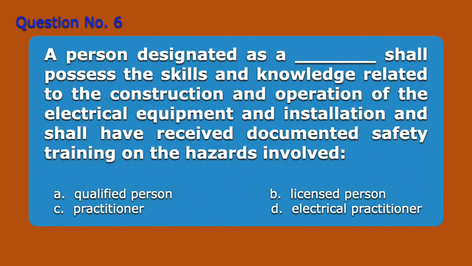Question number 6. A person designated as a blank shall possess the skills and knowledge related to the construction and operation of the electrical equipment and installation and shall have received documented safety training on the hazards involved. A. Qualified person. B. Licensed person. C. Practitioners. D. Electrical practitioners. Answer: A. Qualified person.